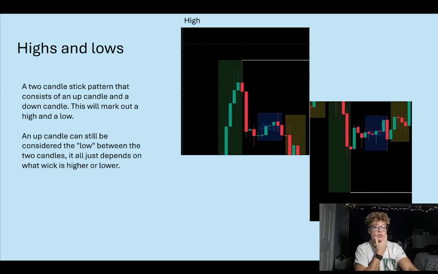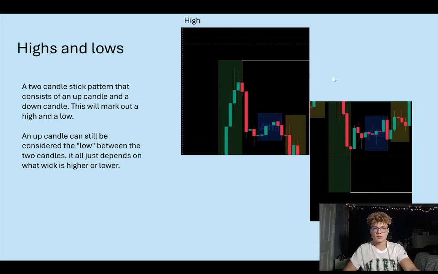Highs and lows are a two candlestick pattern that consists of an up candle and a down candle. I'm not going to say a red candle and a green candle because I know some people use different colors. Some people use red and black, some people use black and blue, right? There's a ton of different colors. So just an up candle and a down candle.